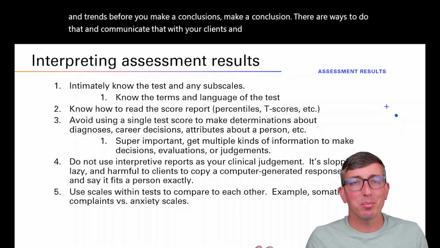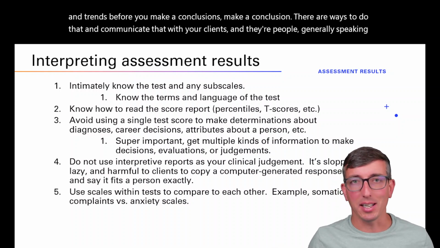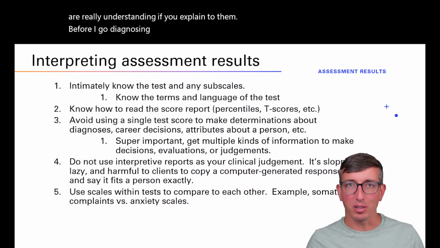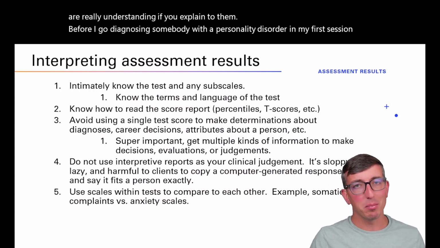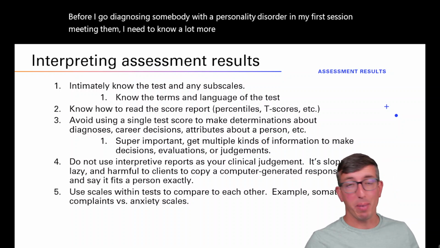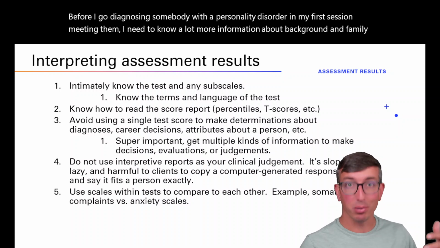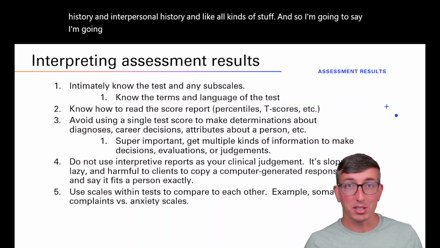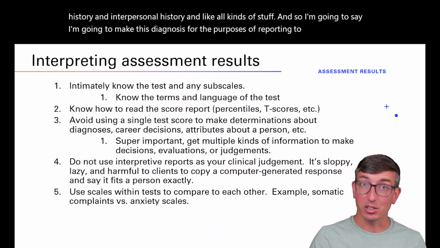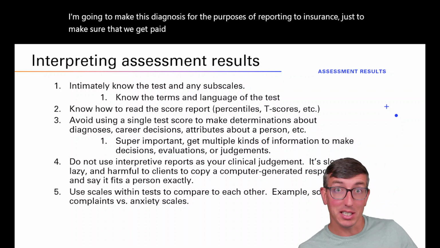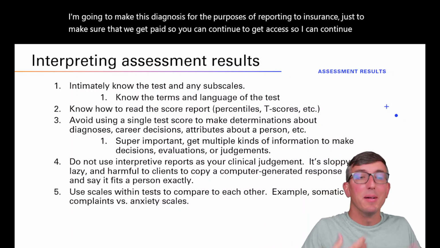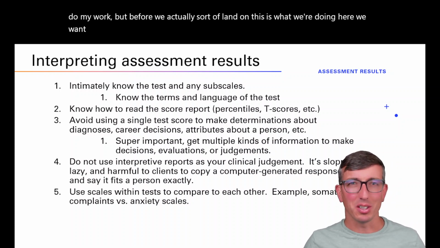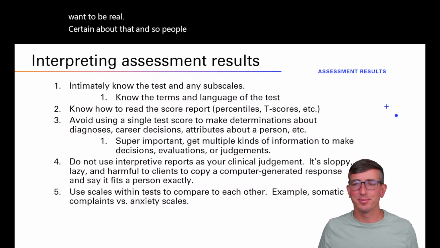And people, generally speaking, are really understanding if you explain to them, like, before I go diagnosing somebody with a personality disorder in my first session meeting them, I need to know a lot more information about background and family history and interpersonal history and all kinds of stuff. And so I'm going to make this diagnosis for the purposes of reporting to insurance, just to make sure that we get paid so you can continue to get access, so I can continue to do my work. But before we actually land on, this is what we're doing here, we want to be real certain about that. So people get that.